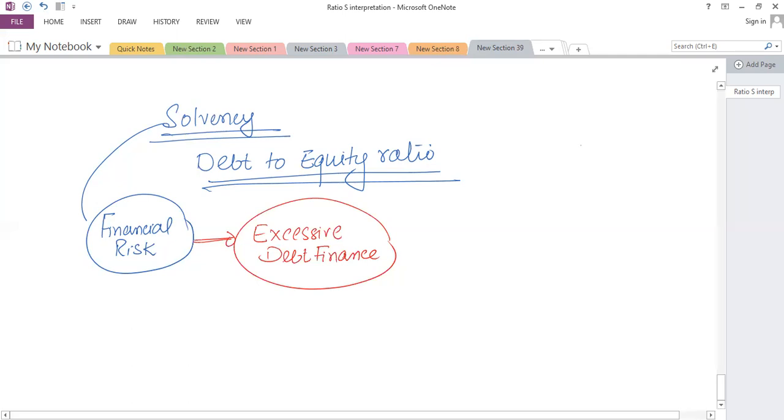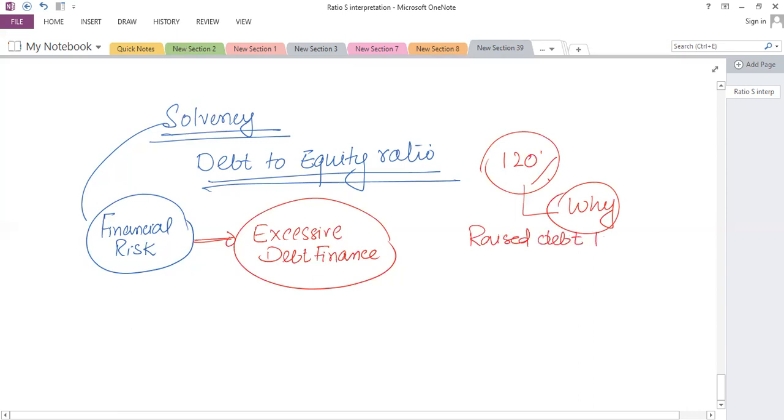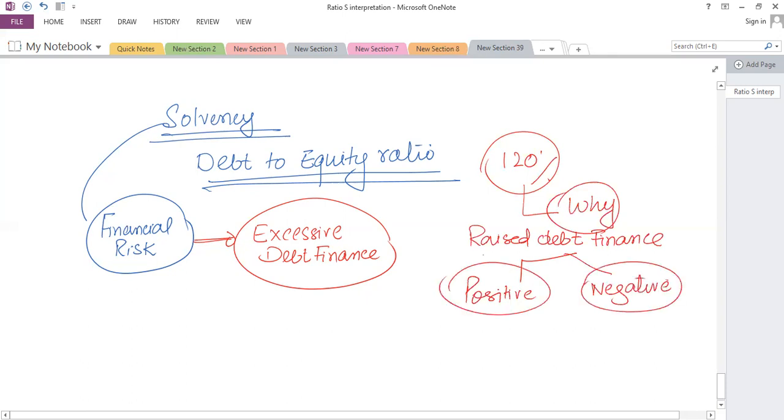So suppose you have a debt to equity ratio like 120% that has increased, then you have to ask why there is an increase in the debt ratio, why you have raised debt finance this year. What is the positivity behind debt financing and what is the negativity behind debt financing? You have to answer this.